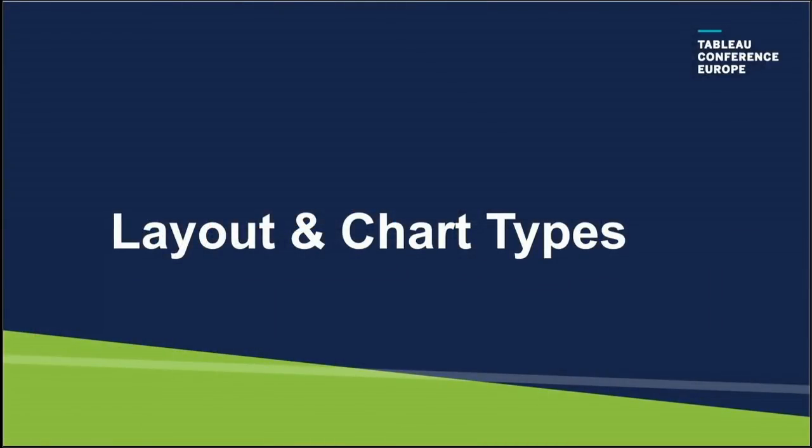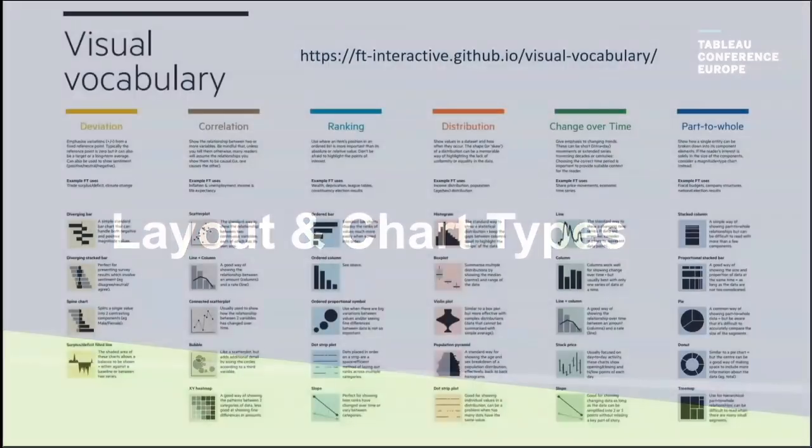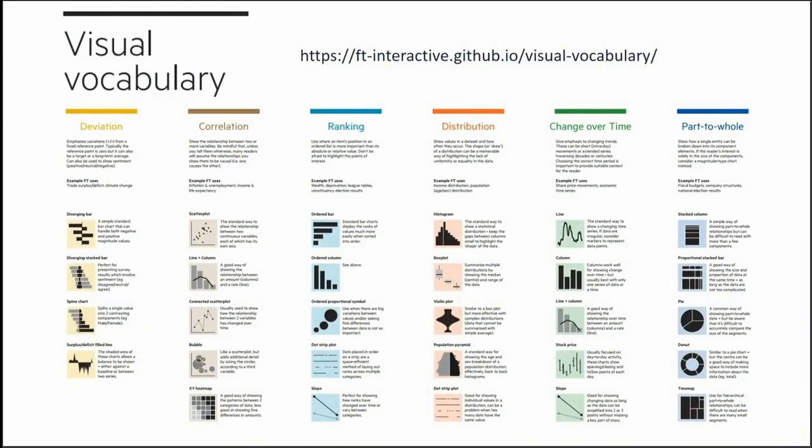Now the final bit that I'm going to cover today is layout and chart types. This is something that the Financial Times has created. It's a really interesting concept: they've got this thing called the visual vocabulary. They're a newspaper, so they have to surface data to quite a large audience on a daily basis to bring to life data and give it a story. Basically what all of you in this audience should be doing.